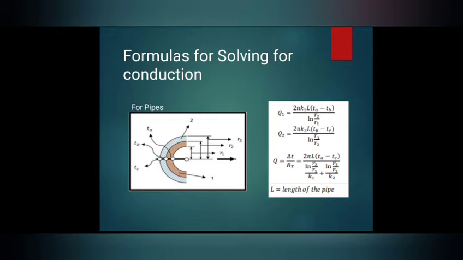So next is for pipes. Since it is a pipe, we will use the cylindrical formula for area, using the length. And then for the thickness, we will use ln of the outer radius over the inner radius. So, it was just derived from the original formula, just like I said.